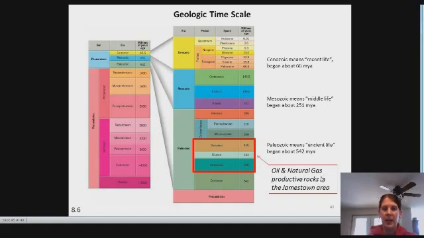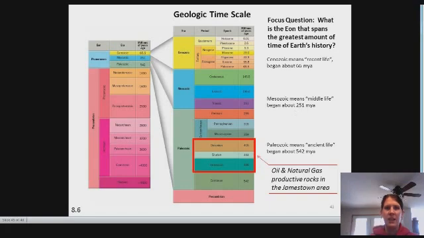The oil and natural gas productive rocks in the Jamestown area and most of Pennsylvania were all deposited in the Ordovician to Devonian time period. So the Marcellus Shale is a Devonian shale deposit. The Utica Shale is an Ordovician shale deposit. That Marcellus Shale actually overlies the Utica Shale by like 88 million years.